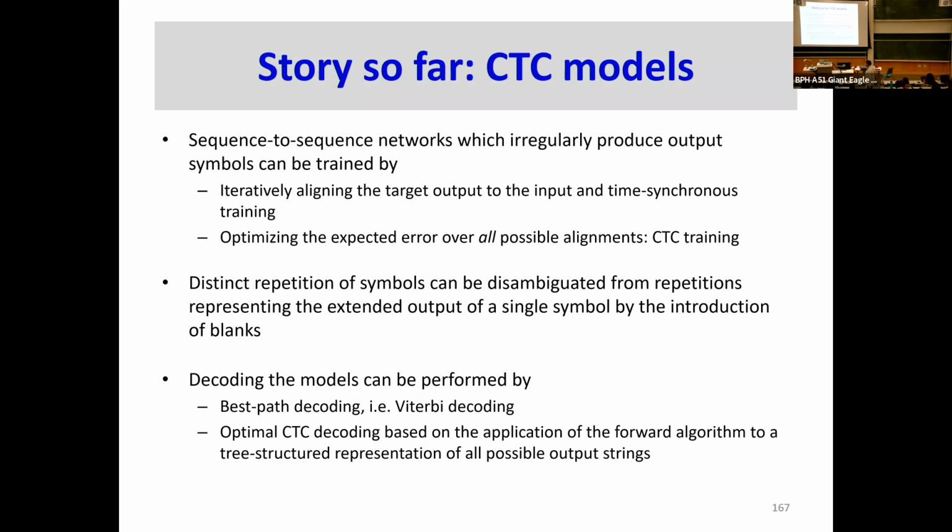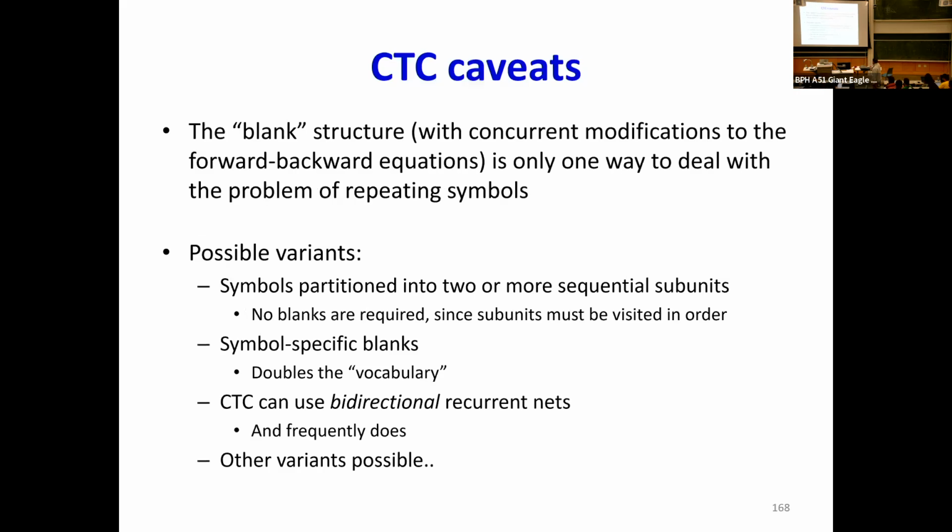So the story so far: sequence-to-sequence networks which irregularly produce output symbols can be trained by iteratively aligning the target output to the input and time synchronous training, or optimizing the expected error over all alignments. Distinct repetitions can be distinguished by the introduction of this invisible blank symbol. And decoding can be performed by best path greedy decoding or using the beam search algorithm, right? That shouldn't be a bitter B. That's an error.